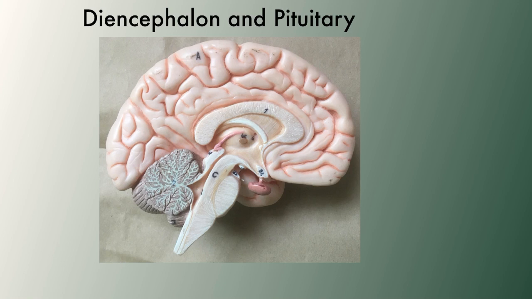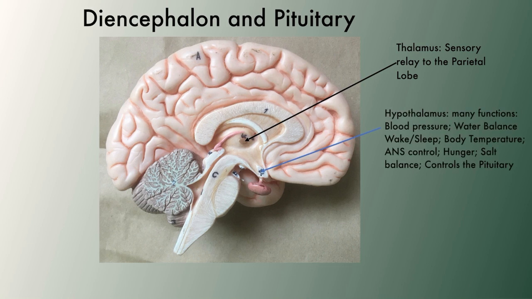Diencephalon and pituitary. What do we have here? That's right. That's the thalamus. We associate that with sensory relay to the parietal lobe. Okay. How about here? That's right. The hypothalamus. Many functions here: blood pressure, water balance, wake, sleep, body temperature, ANS control, hunger, salt balance, and remember, it controls the pituitary.